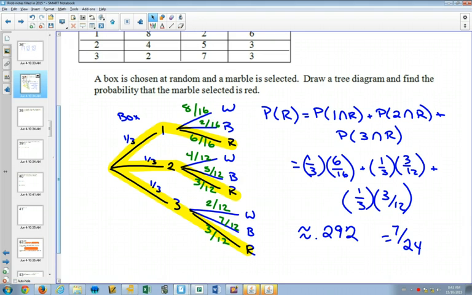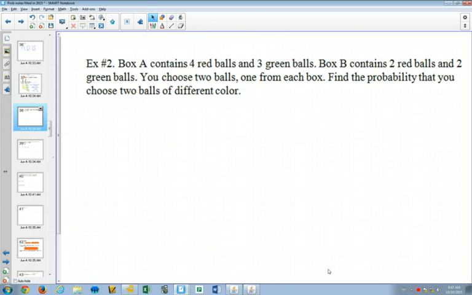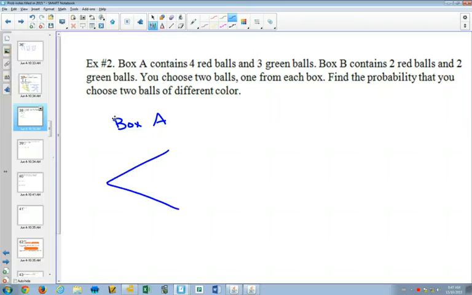So I'm going to get you to try the second example there. So again, we can draw a tree diagram. What happens first? We got to pick a marble out of one of the boxes. We're not picking a box at random here, but we're picking a marble out of one of the boxes. So if the first thing we do is pick a marble out of box A, well, there's going to be two choices. It's going to be red or green. And getting a red one out of box A would be 4 out of 7, and getting a green one would be 3 out of 7.